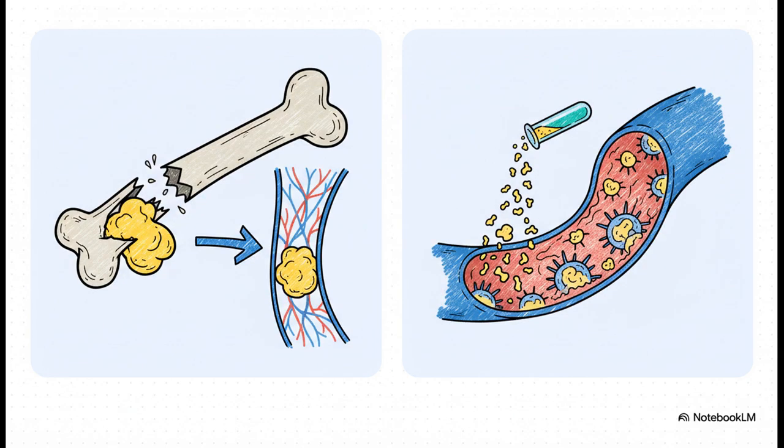Now for the why. What's actually going on in the body? Well, there are two main theories, and you need to know both. The mechanical theory is pretty easy to picture. Fat globules literally get squeezed out of the bone marrow and clog up blood vessels. But the biochemical theory, that's what explains the delayed onset and that ARDS-like picture. See, it's the breakdown of that fat into toxic free fatty acids that causes this massive inflammatory storm. A top-tier answer has to include both.